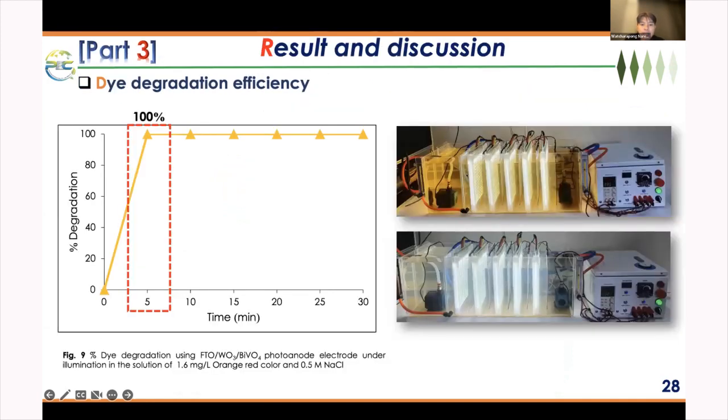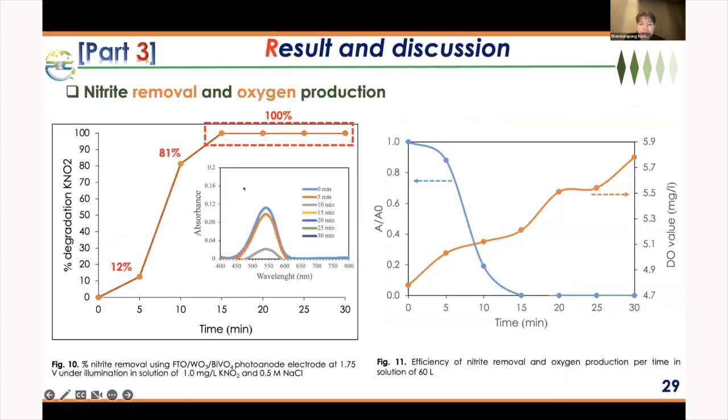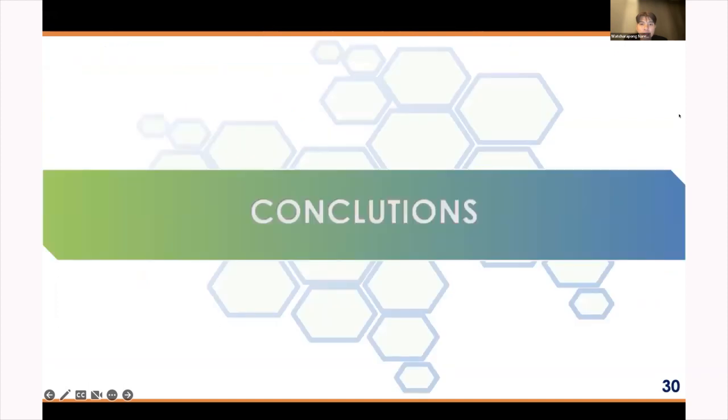Okay, this slide shows the percentage degradation of orange color. The results show that the photoelectrocatalytic cell can remove orange color 100% in 5 minutes. And moreover, the PEC cell can remove nitrite 100% in 50 minutes. And the system can also simultaneously produce oxygen gas by removing nitrites and organic matter. And next, conclusion.